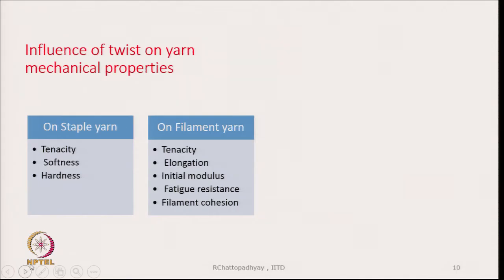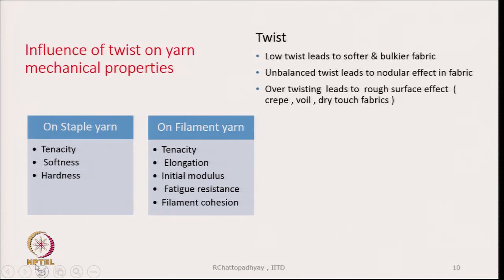Next comes an idea about the influence of twist on yarn mechanical properties. So, what we see here, on spun yarn, twist is going to increase tenacity, but too much twist is going to reduce tenacity. We will see the tenacity twist curve, it will come. Twist is going to influence the softness of the yarn, and therefore, the fabric too. Obviously, it is also going to affect the hardness, because hardness is just the opposite of softness.